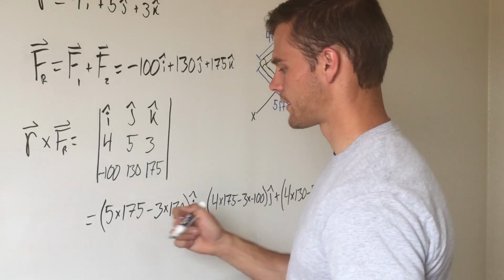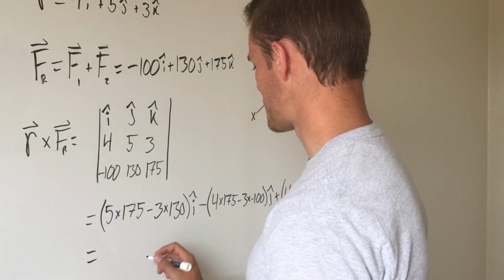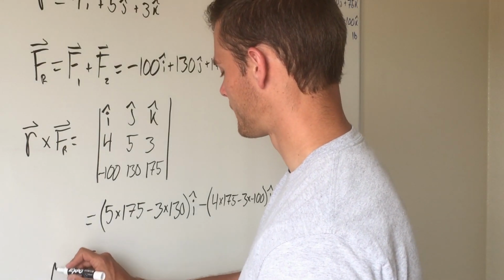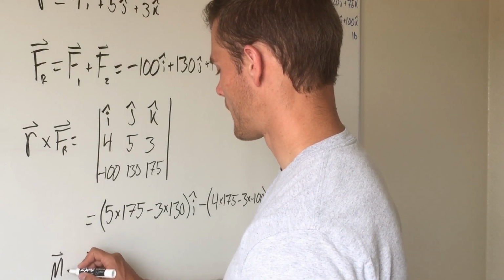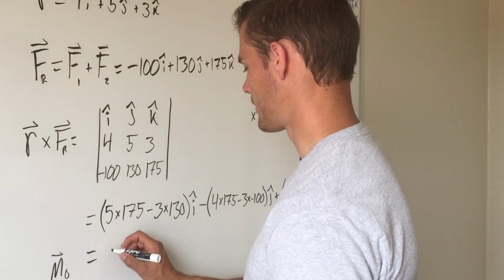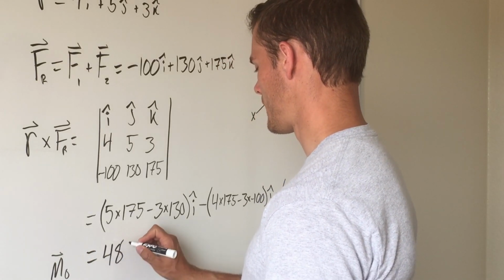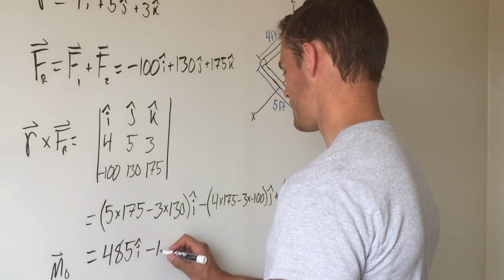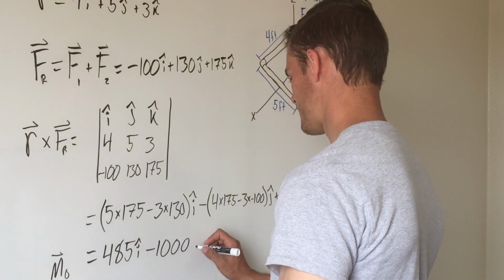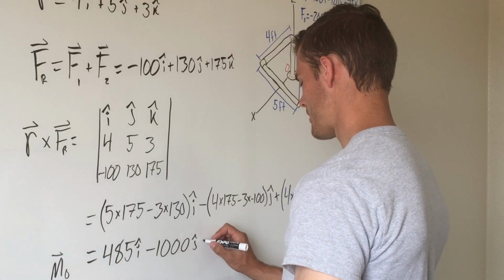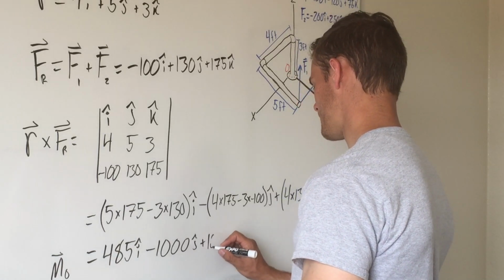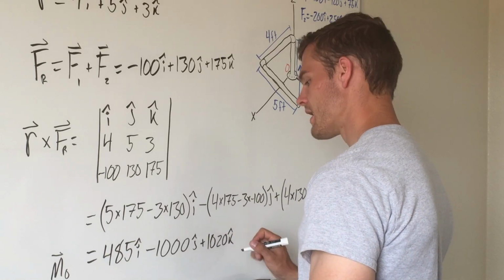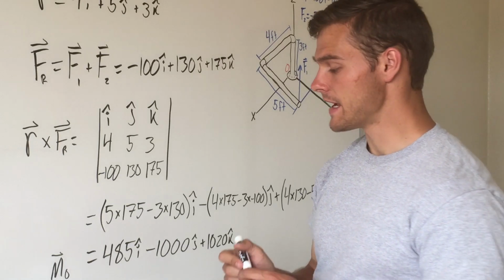And so you'll do the math, set these up, and I'm just going to skip a few steps, and you end up getting that our moment about point O is going to equal 485I minus 1000J plus 1020K. And so this is our moment in vector form.